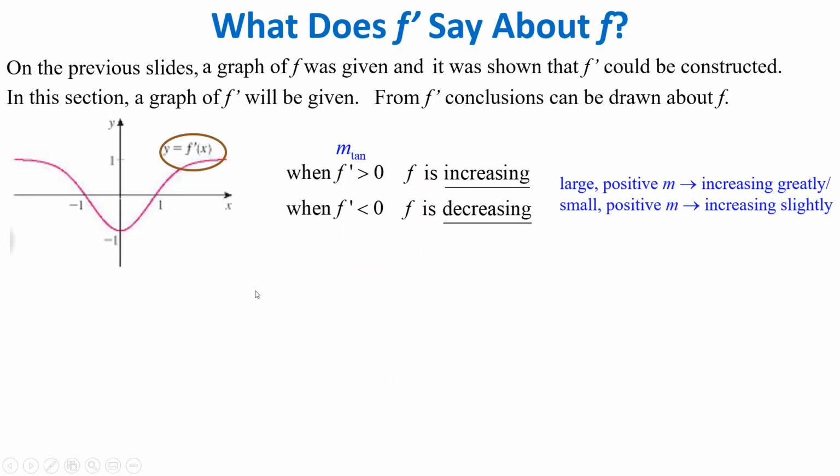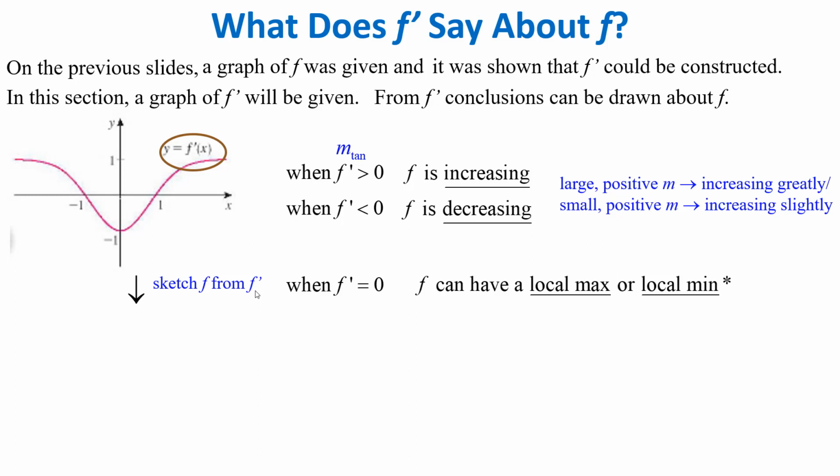And I'll say that formally. When f prime is equal to 0, then at that value of x, there can be either a local max or local min. I'll explain the asterisk in a minute. All right. So let me just show you the graph of f based on this f prime that you're seeing right now. It looks like this.